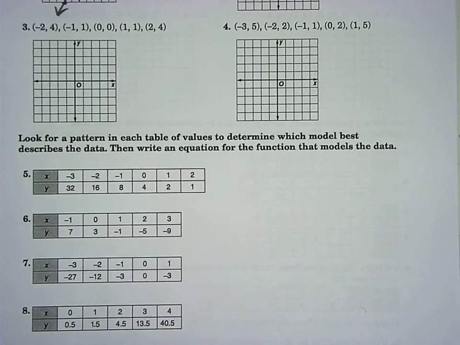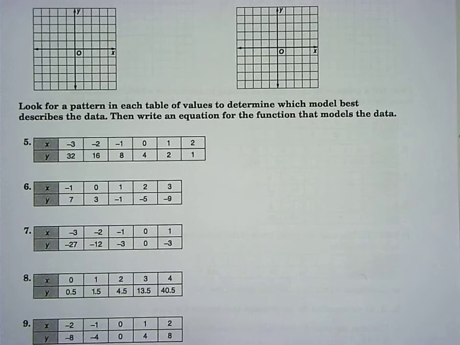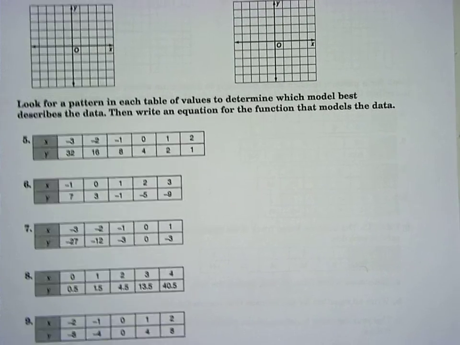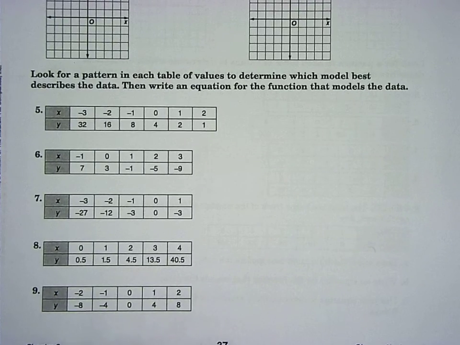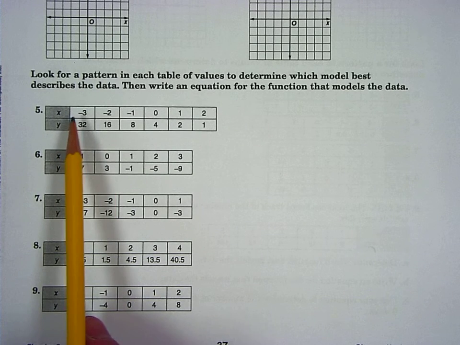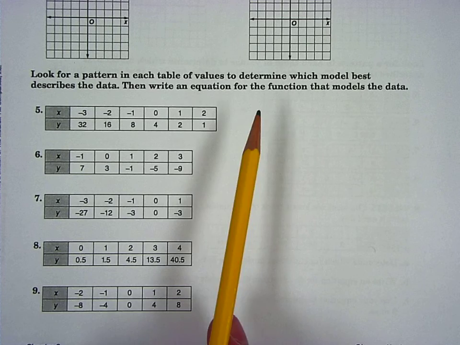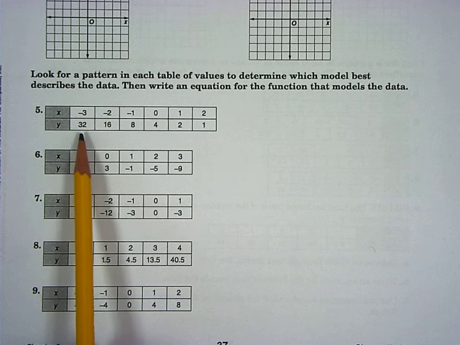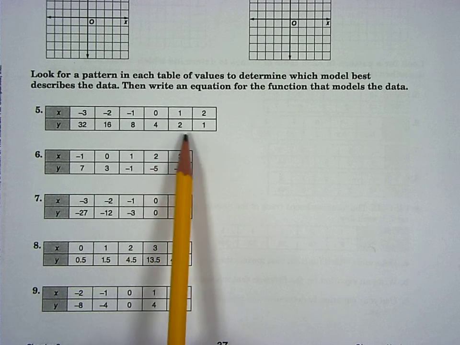Alright, and then when we go down here, we want to look for a pattern in the table of values to determine which model best describes the data. Then we want to write an equation for the function that models that data. Alright, so I'm going to look at number 5. We have a table. Our x values range from negative 3 to positive 2. And then our y's, we have 32, 16, 8, 4, 2, 1.